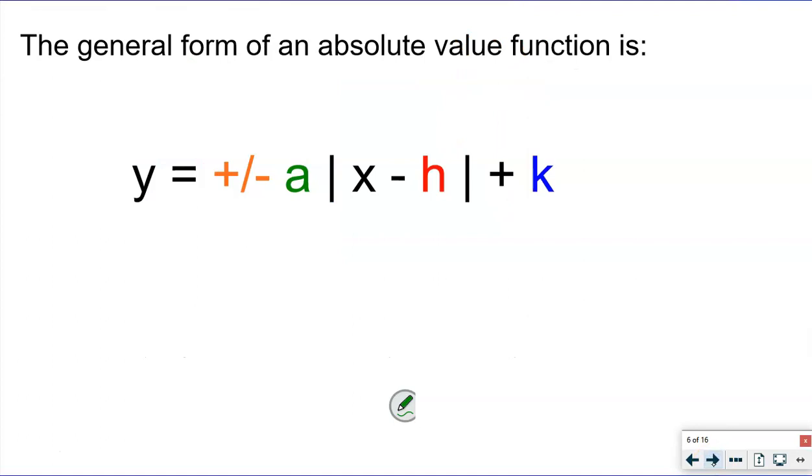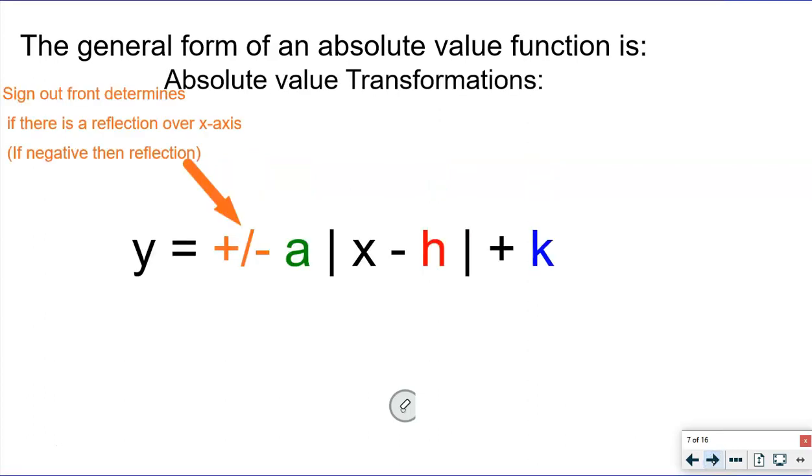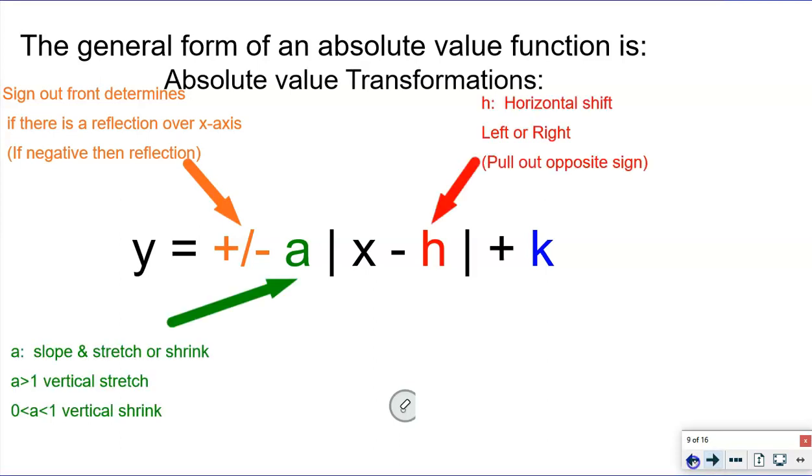So the general form of an absolute value function is y equals plus or minus a, absolute value of x minus h, plus k. Now we're going to talk about what each of these mean. Hopefully you recall that the sign out front determines if there's a reflection over the x-axis. So if it's negative, then there is a reflection over the x-axis.